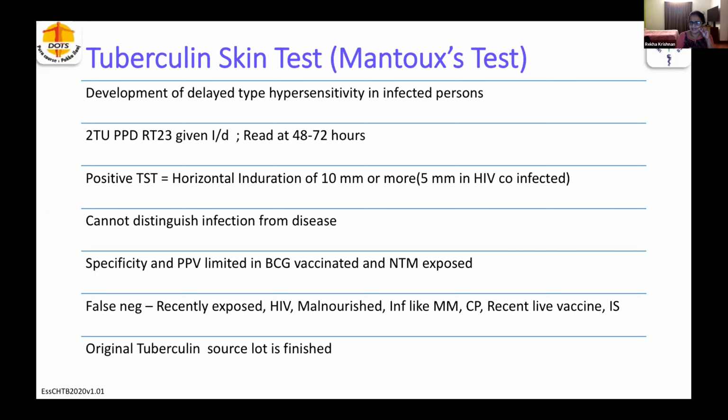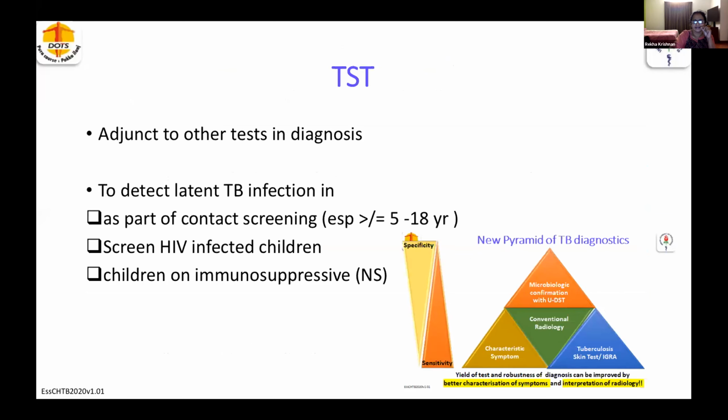And if ulcers are developing, that does not mean that the child is having disease. Now the tuberculin source is getting finished, so this is a point all of you should understand: it is an adjunct to other tests in diagnosis. And this new pyramid of TB diagnosis you can see, that I'll be telling next.